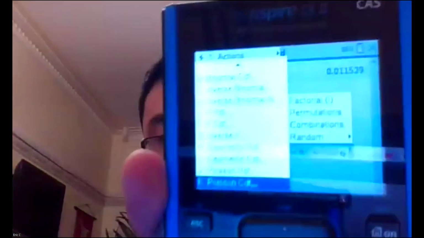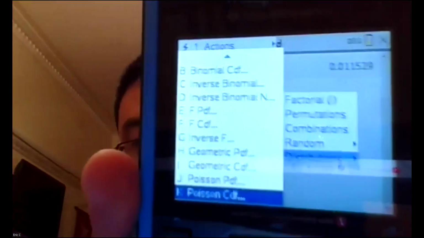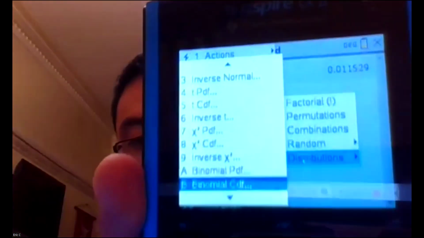For the second part, which is the probability of x bigger than or equal to 10, now we're using the binomial CDF. So you go to menu, probability, distribution, and then go to B. It's just underneath the binomial PDF. So you select the CDF, which is this one here. Binomial CDF, go enter.